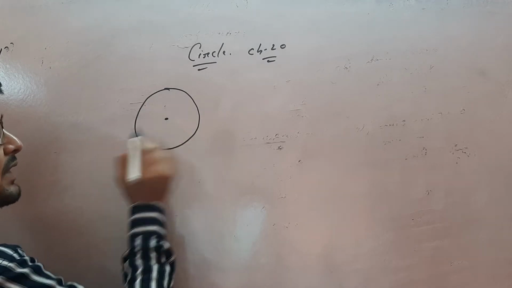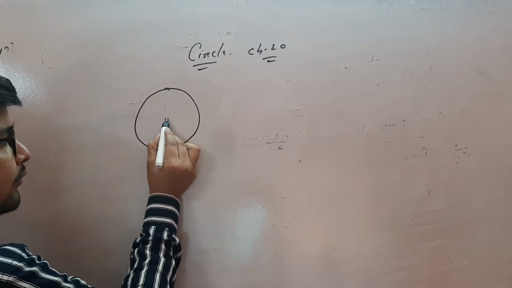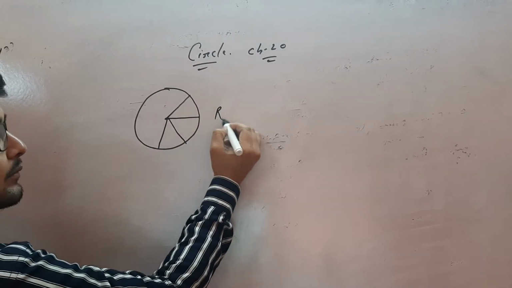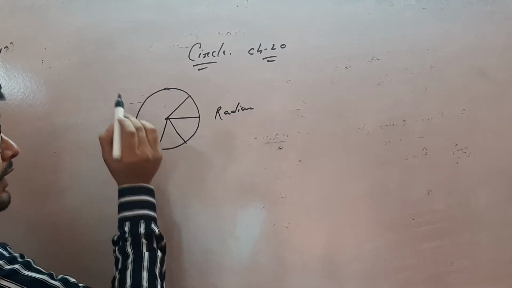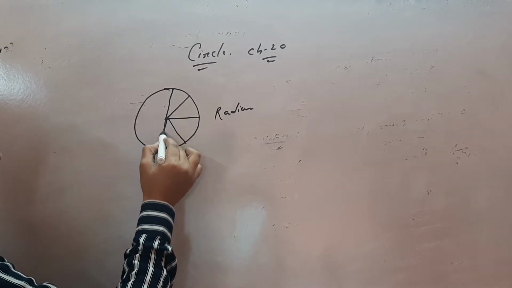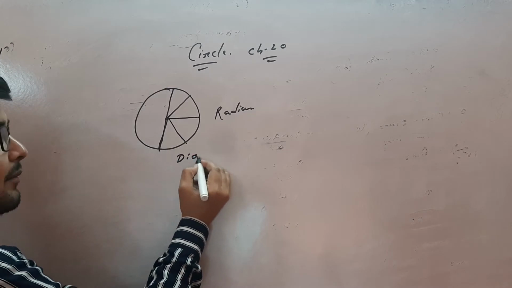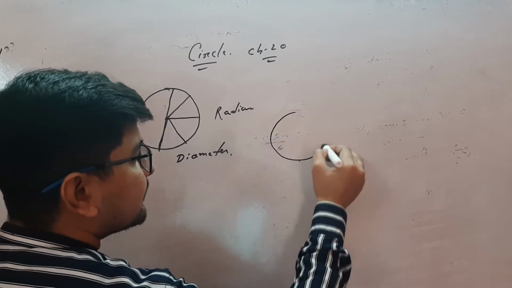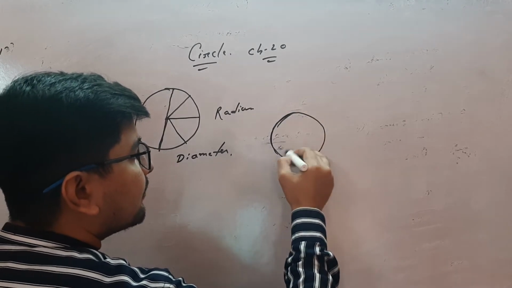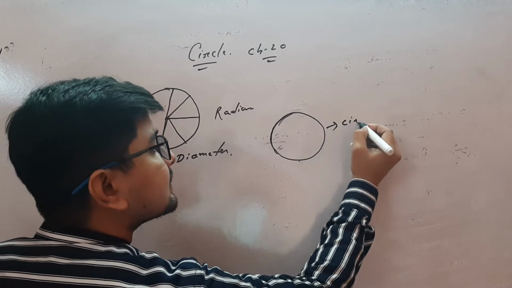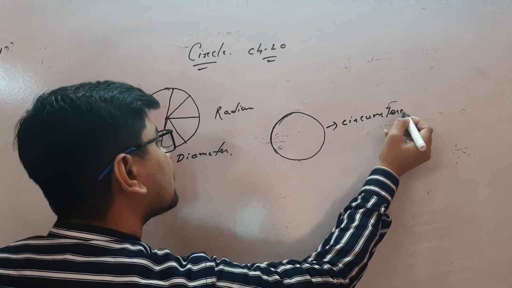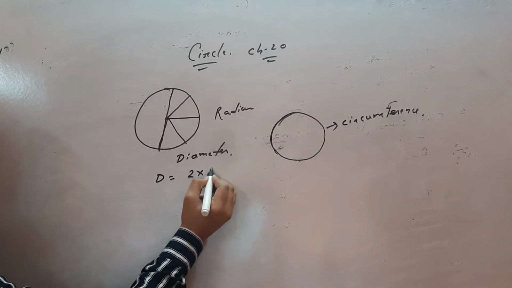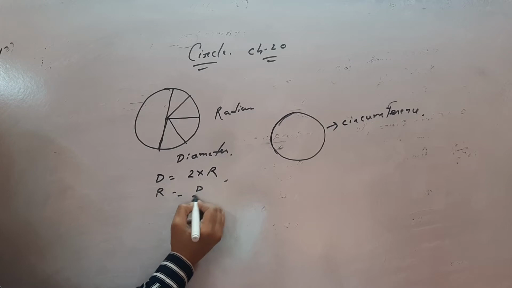The point is called center. From this to this all are called radius of the circle. If the line passes from the center from one end to the other end, this is called diameter. This outer line is called circumference. We know how to calculate diameter: 2 into radius, and radius is diameter by 2.